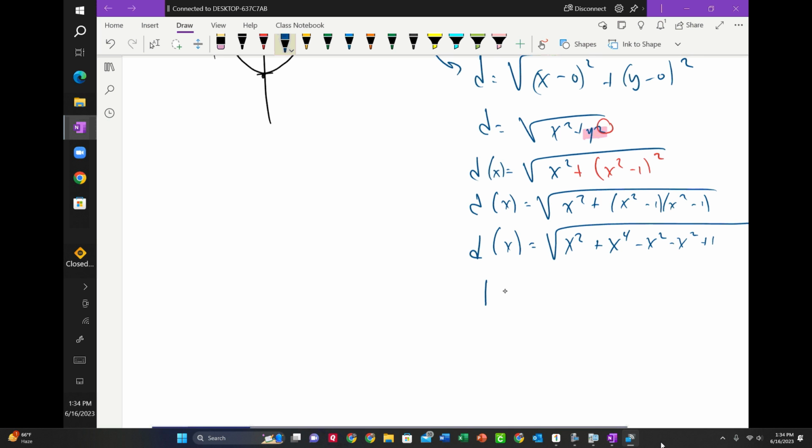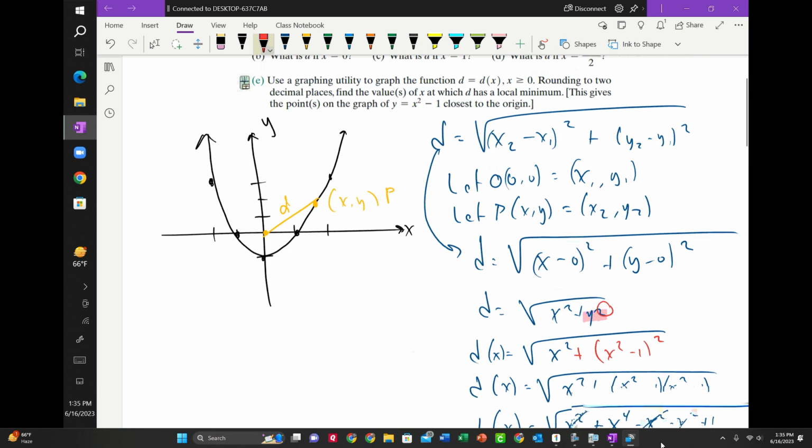So then we have our distance formula now. We combine everything. We've got x to the fourth, so we've got x squared minus x squared, and then a minus x squared again, plus 1. So this is our final formula for the distance between any point on the parabola y equals x squared minus 1, and the origin.